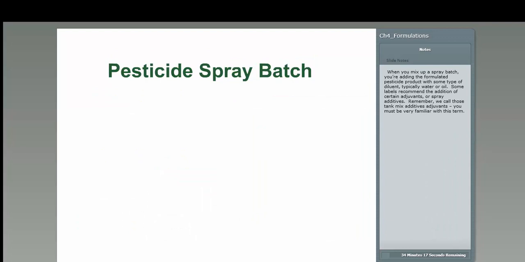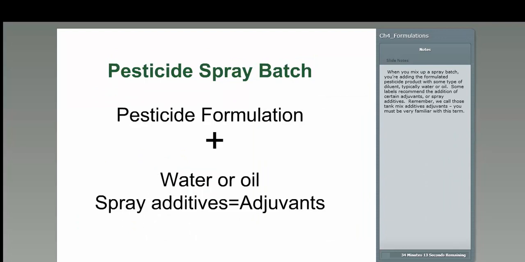When you mix up a spray batch, you're adding the formulated pesticide product with some type of diluent, typically water or oil. Some labels recommend the addition of certain adjuvants or spray additives. Remember, we call those tank mix additives adjuvants. You must be very familiar with this term.